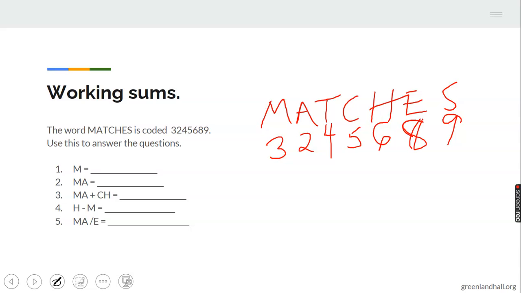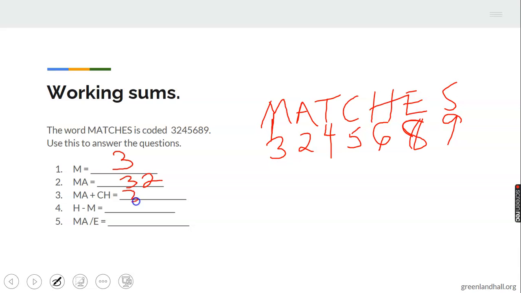So the first question, M is what? As simple. Look at M. What's the number under him? That's 3. So M is 3. MA is what? That's 3 and 2. So you write your 32 there. Can you see that? MA plus CH.